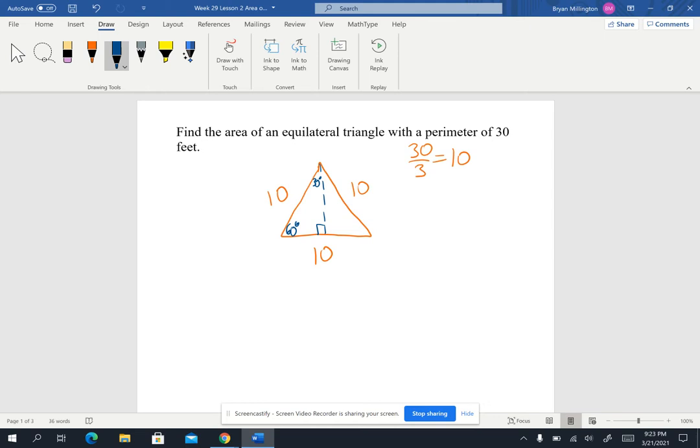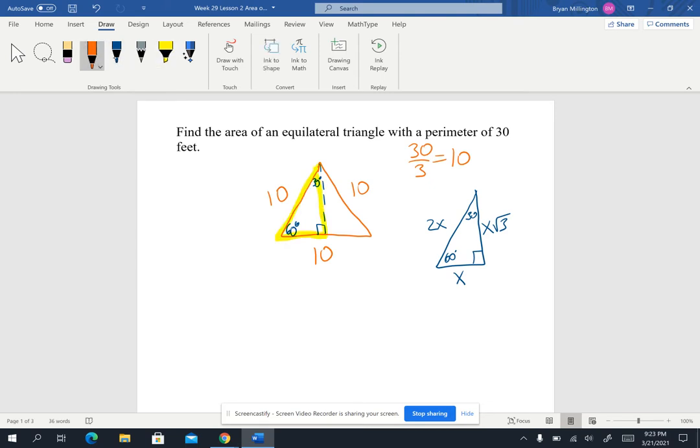So you probably remember from your 30, 60, 90 triangles that there was a certain ratio that the sides were in every time. You had the 30-degree angle, the 60-degree angle. The side across from the 30-degree angle was x, the hypotenuse was 2x, and then the side across from the 60-degree angle was x root 3. So in this case, I've got 10 for the hypotenuse of this triangle right here.